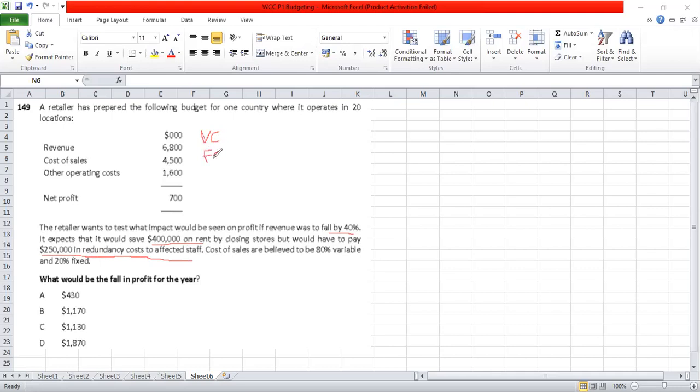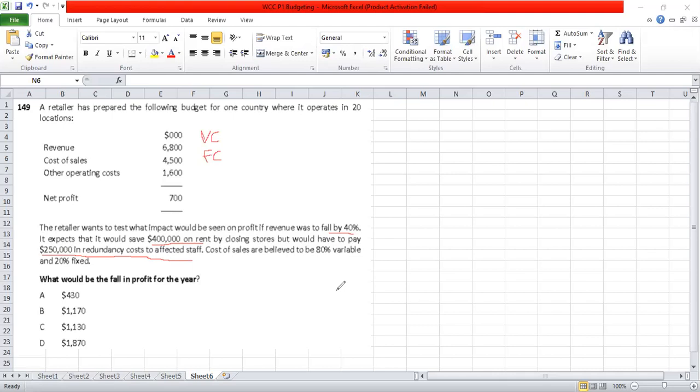Now there is a prediction. The retailer wants to test, there is a test which they want to take up. So what is sensitivity analysis, what we learned? He wants to check what would happen if the revenue would fall by 40%. So variable cost varies proportionately with sales, with revenue. We have two different costs which are mentioned: cost of sales and then other operating costs. We see that cost of sales, a portion of it is variable, a portion of it is fixed. So by definition of variable cost, variable cost also should reduce by 40% because sales is reducing by 40%.